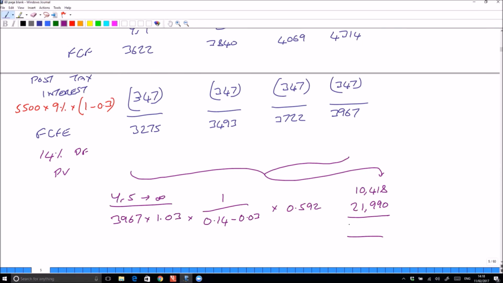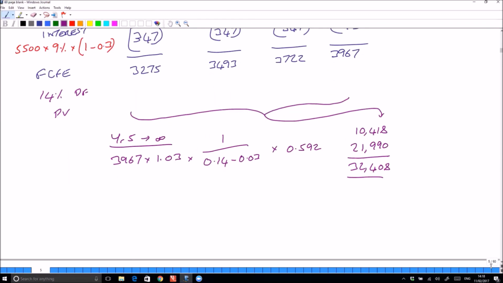Add it all together, and what have we got? And I think 32,408. And what's that telling us? And that is the value of the equity. And so our total equity value is how much? Well, it's about $32.4 million. Good.